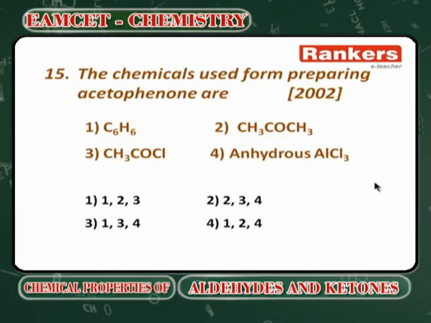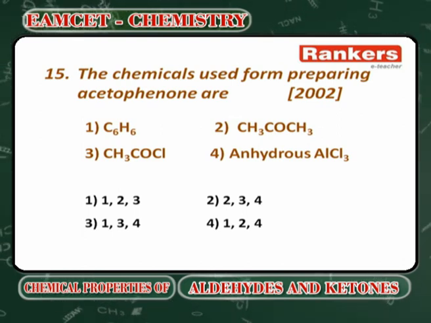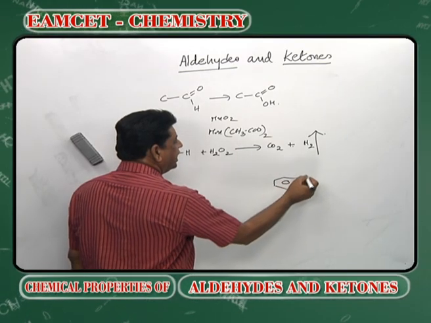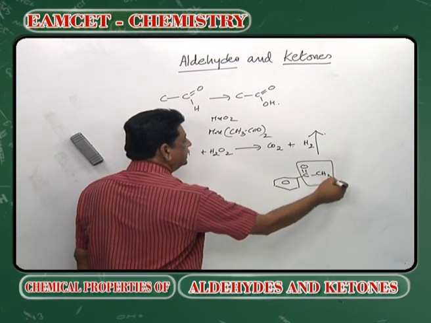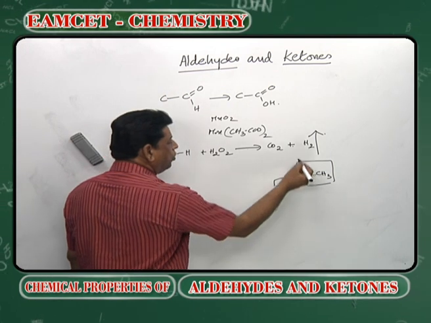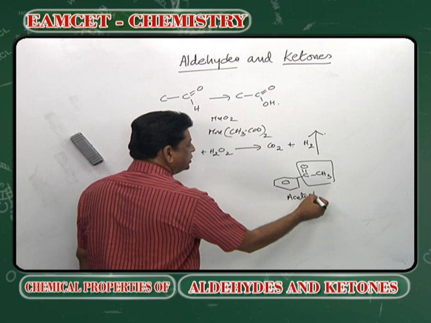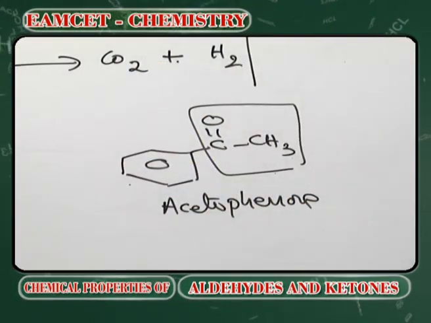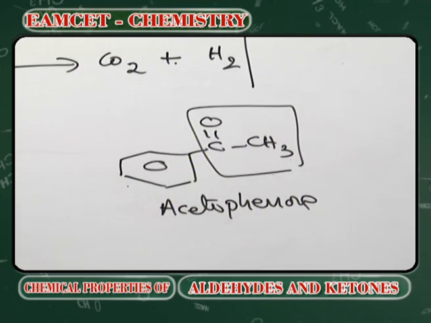Next, the chemicals used for the preparation of acetophenone. You must know what is acetophenone. Acetophenone is phenyl COCH3. The group is called acet, and phenyl with an one, the common name is acetophenone. Systematically it is called methyl phenyl ketone or methyl phenyl methanone, that is the IUPAC name.